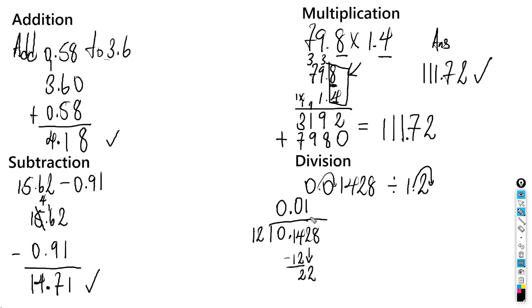And can 12 go into 22? Yes, it can go in there one time. Subtract the 12 from it, and we're going to get 10, right? And can 12 go into 108? Yes, 12 can go into 108 9 times, right? So 108 minus 108 would give us 0, right? And we would be finished there because 12 can't go into 0. It would just be another 0 for the placeholder here. So the answer is 0.0119, right? And that's the answer.